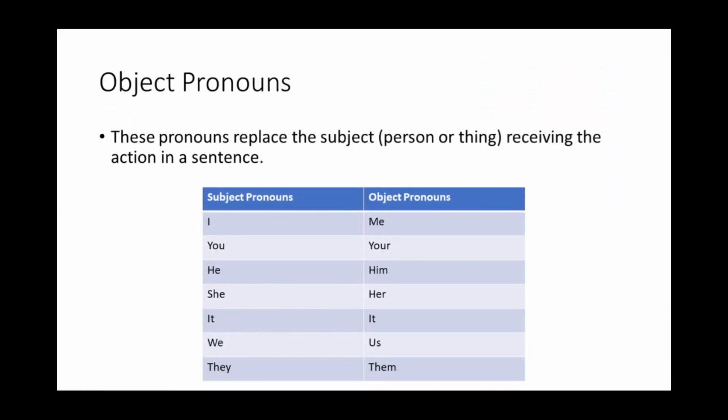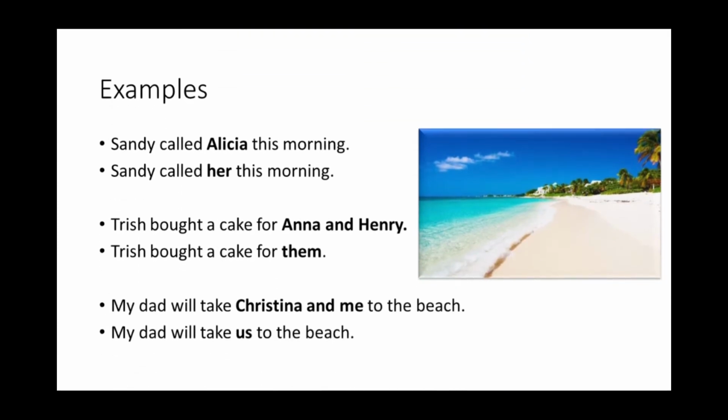Object pronouns. These pronouns replace the subject receiving the action in a sentence. The object pronoun for I is me. The object pronoun for you is you. The object pronoun for he is him. The object pronoun for she is her. The object pronoun for it is it. The object pronoun for we is us, and the object pronoun for they is them.